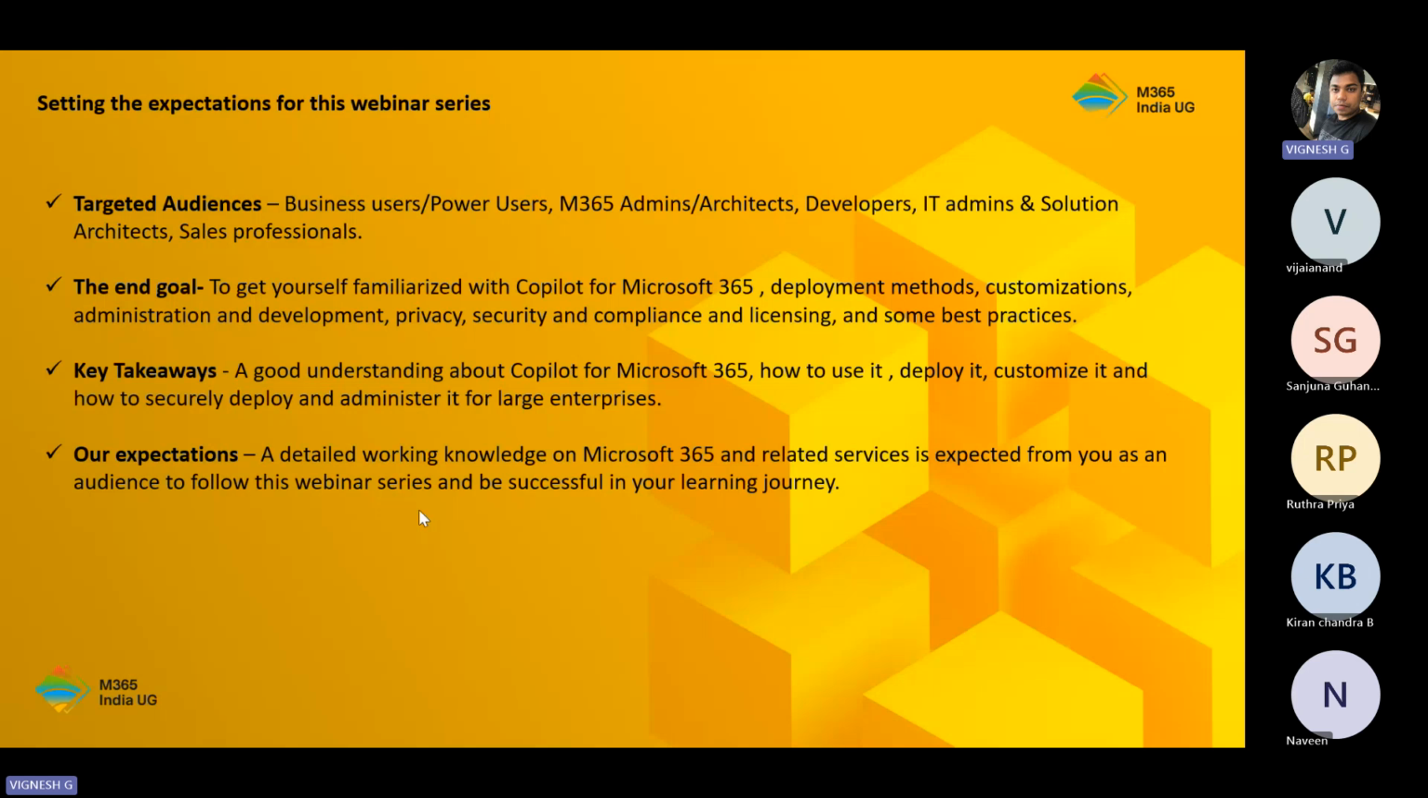and also about licensing and some deployment best practices. Vijay and I have deployed this service in large enterprises for the last year or so. So we have some good learnings that we would like to share in this webinar series. Some key takeaways: we want to make sure that you walk out of this session having a good understanding about Copilot for Microsoft 365. You understand how to use the service, how to deploy it, customize it, and more importantly, how to securely deploy and administer this for large enterprises.